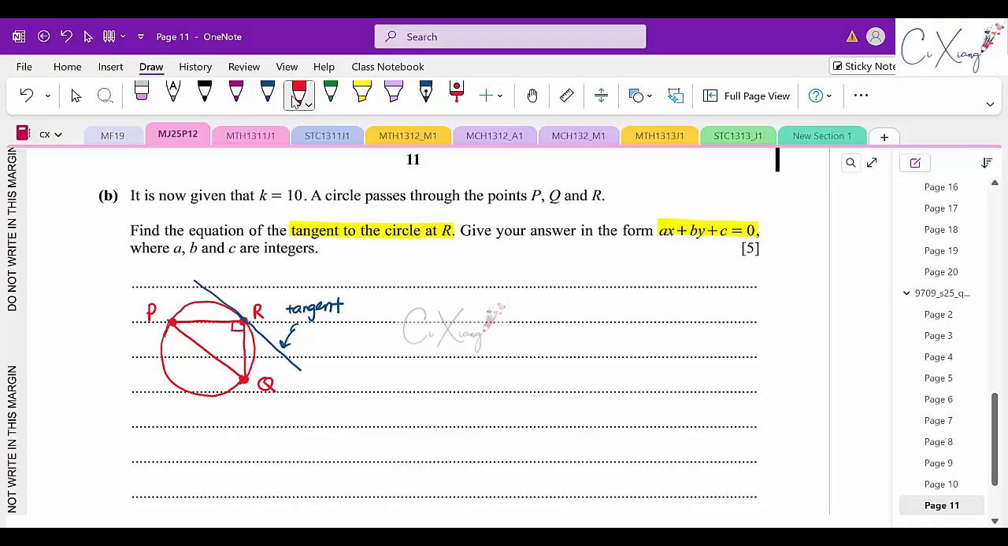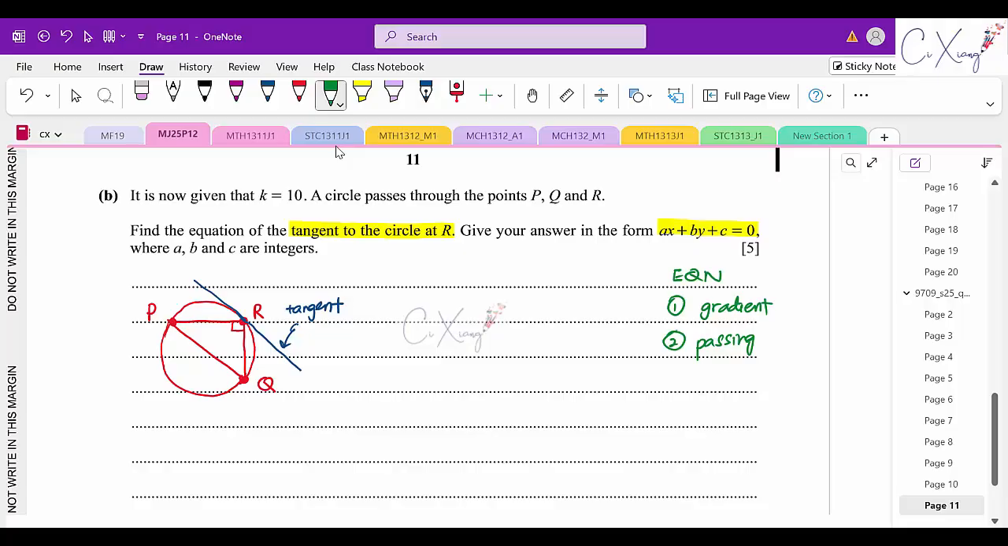Alright, so now let's have a look. How can we find out the equation of the tangent? To form the equation of a tangent, I need two important pieces of information. The first one is the gradient, which I don't know yet. The other one is a point the line passes through.